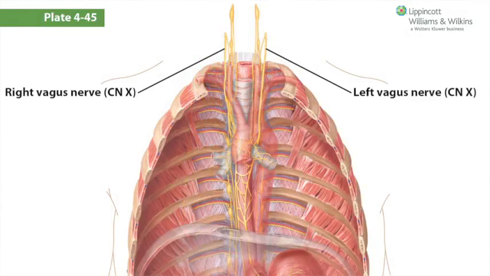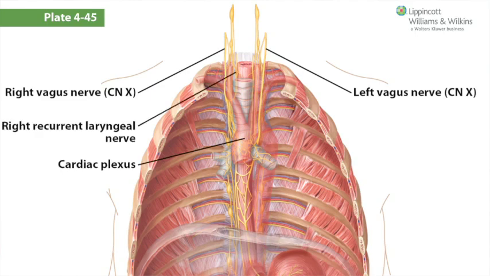The vagus continues inferiorly through the neck, giving off cardiac rami that follow the carotid arteries to the aorta, where they form the cardiac plexus. The right vagus nerve gives off the recurrent laryngeal nerve at the level of the subclavian artery, while the left recurrent laryngeal nerve doesn't branch from the vagus until the level of the aorta.